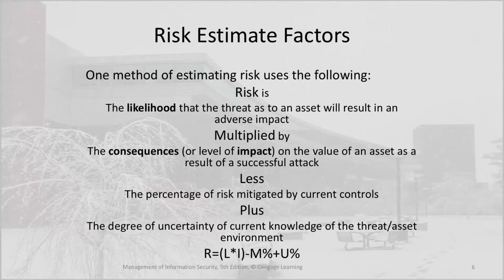One method of estimating risk uses the following formula. Risk is the likelihood that the threat to an asset will result in an adverse impact, multiplied by the consequences or level of impact of the value of an asset as a result of a successful attack, less the percentage of risk mitigated by current controls, plus the degree of uncertainty of current knowledge of the threat asset environment.